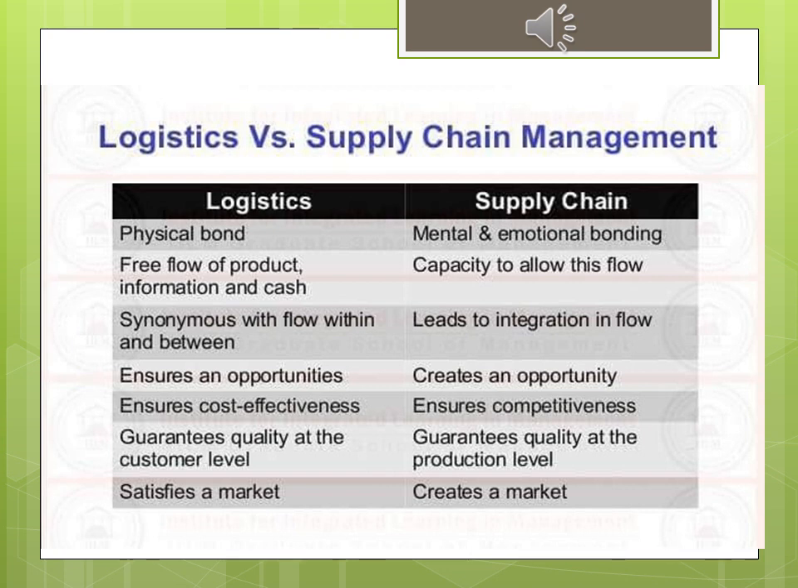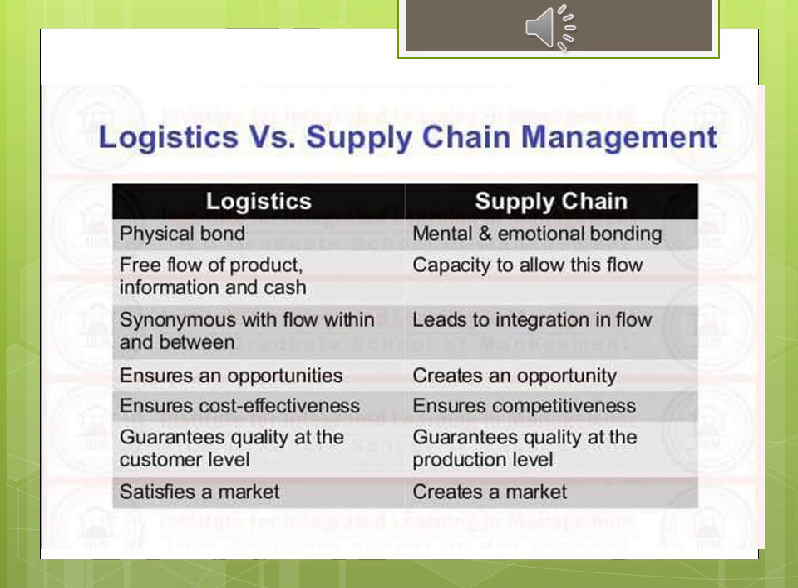Then free flow of product, information and cash, and supply chain management is the capacity to allow this flow. So the definition of logistics is the free flow of, and the objective of logistics is the free flow of product, information and cash, whereas in supply chain we create the capacity to have this flow smoothly.